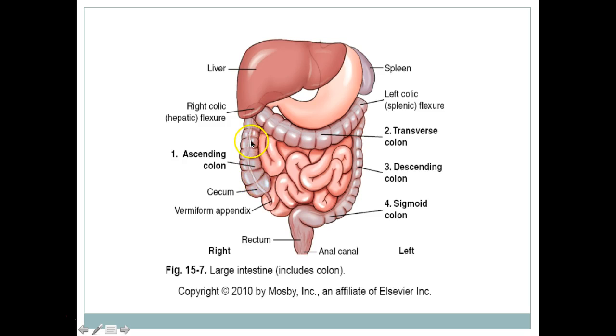You have your ascending colon coming up, and you have your right colic or hepatic flexure. I call it the hepatic flexure. You have your transverse coming across the middle. Then you have your splenic flexure or your left colic flexure. Coming down is your descending colon, and you have your sigmoid colon. It goes into your rectum to your anal canal.